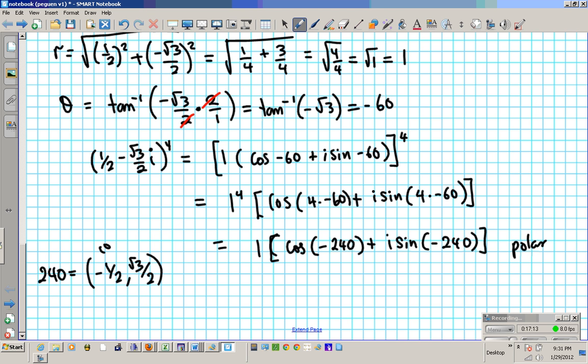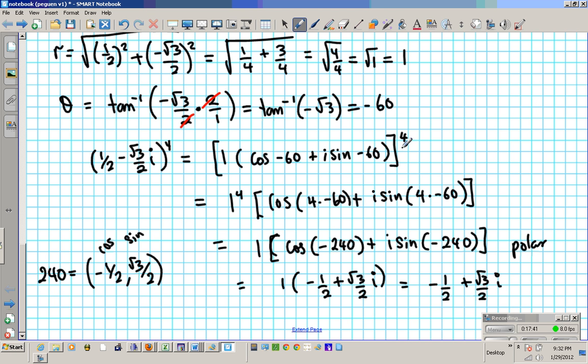X coordinate is a cosine, y coordinate is a sine. So let's input that here. The 1 doesn't even do anything, let me just put it there for fun. 1 times negative 1/2 plus root 3 over 2 i. We just distribute the 1, our answer doesn't change. And the final answer is just negative 1/2 plus root 3 over 2 i. End of story. Okay? Alright.